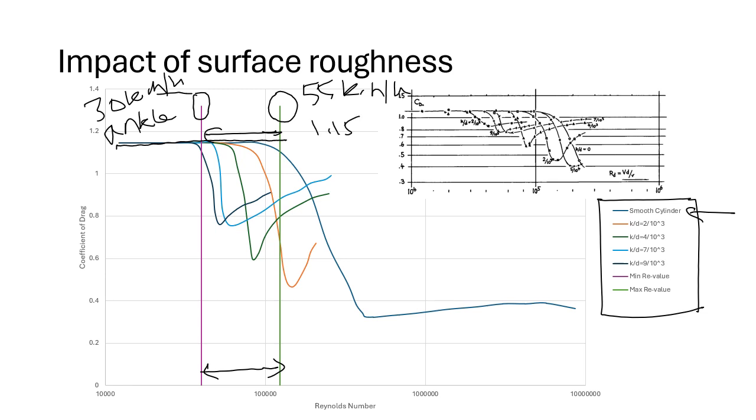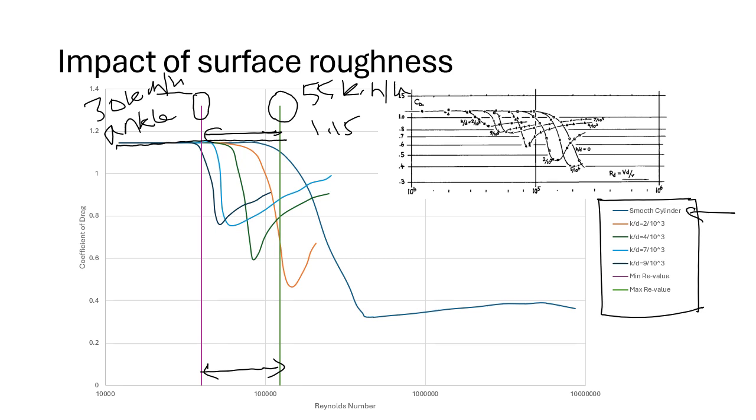And if we start adding roughness, we can see we have various roughness characteristics here. This K on D ratio is the length of the grain size of the roughness. So let's imagine that they've put some sand or dirt or grit on the surface of a cylinder, and this is the size related to the diameter of the cylinder. So this is that ratio.